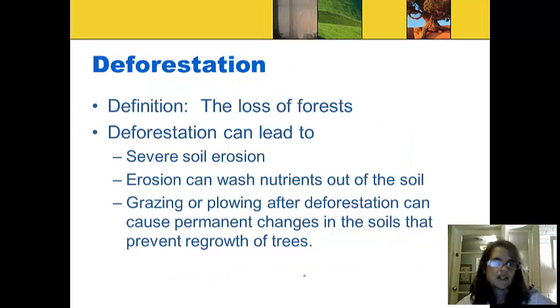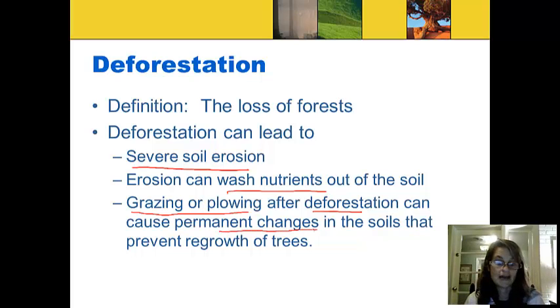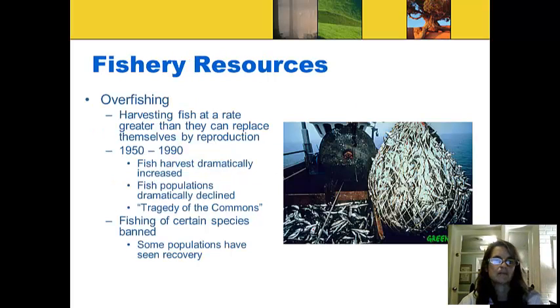Now, deforestation. I'm sure you all know what that is, the loss of forests, which also, as we've already mentioned, can lead to soil erosion, nutrients washing out from the soil, and if you, as is often done in slash and burn type of environments where people cut down the trees and then farm a place or allow grazing of cattle and so on, if you do that after you deforest a place, it really can cause permanent change to the soil that will not allow trees to grow back in that place. So deforestation can be pretty devastating.